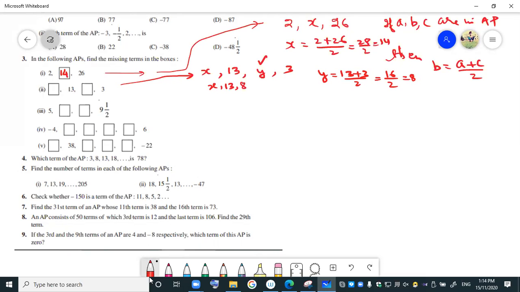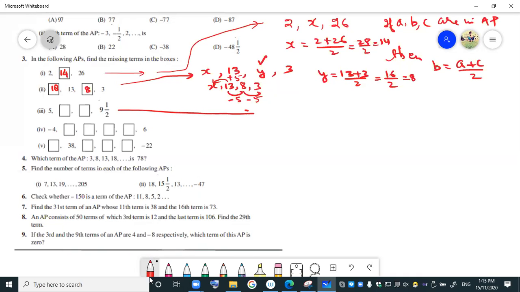Now x, 13, 8, 3. This has come as 8 now. Now you can see what the common difference is. 13 minus 5 is 8, and 8 minus 5 is 3. So when you are going back, you are adding: 8 plus 5 is 13, 13 plus 5 is 18. So it should be 18. Now you can see 18 minus 5 is 13, 13 minus 5 is 8, 8 minus 5 is 3.